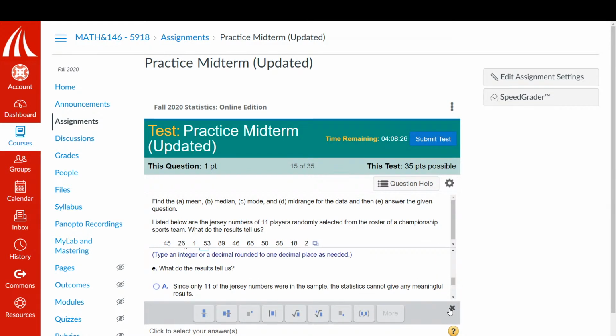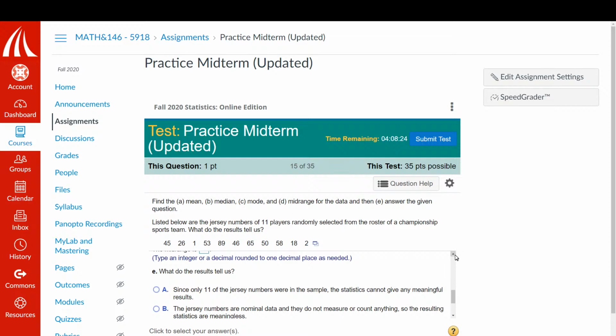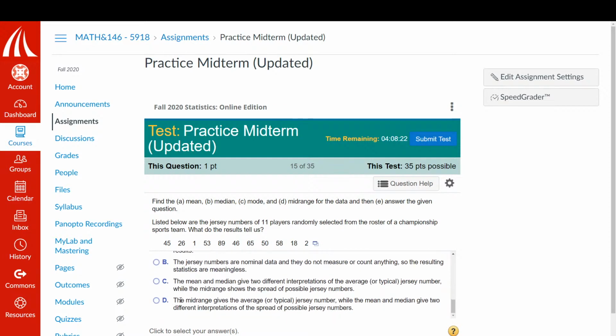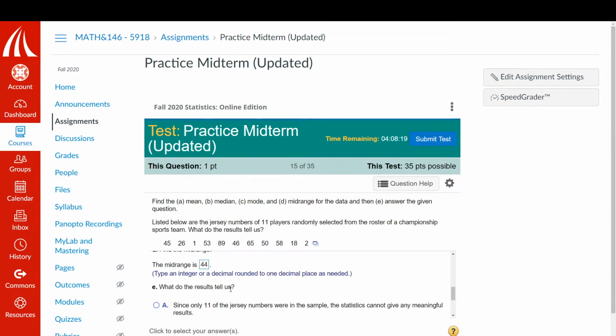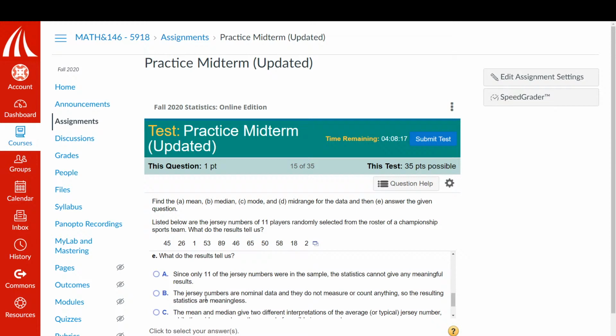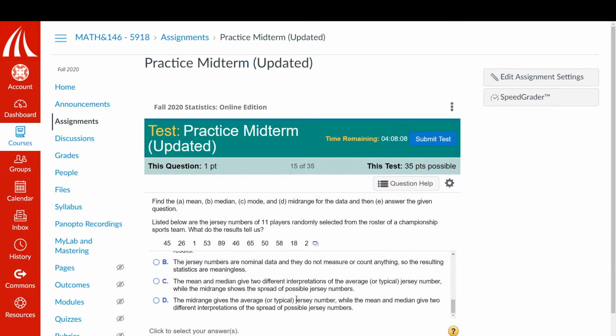And what do we say about the results? Well, the results will be meaningless. What do the results tell us? Jersey numbers are nominal data. That is correct. They're not numerical. They're categorical. They're nominal. And they do not measure or count anything. So the resultant statistics are meaningless. Yeah, I'll go with that.